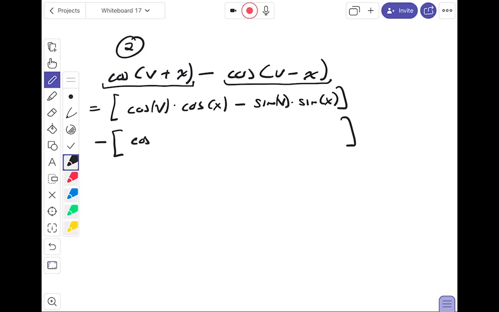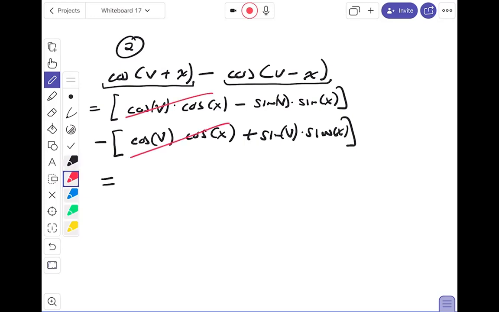That's going to be cosine v cosine x plus sine v sine x. Well, it looks pretty easy to do, and I'll tell you why. These things disappear. All right, that was good news. What's left is minus sine v sine x, minus sine v sine x, which is minus 2 sine v sine x. I'll put a box in that.